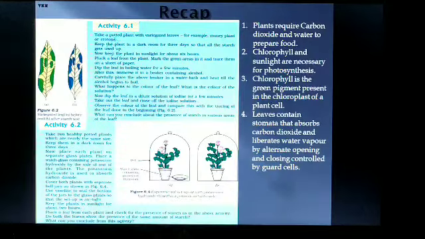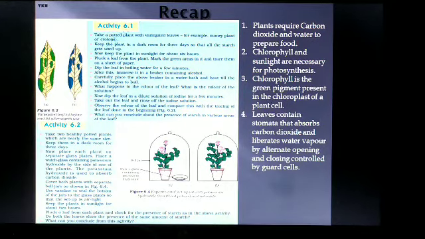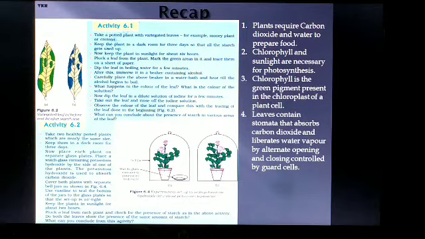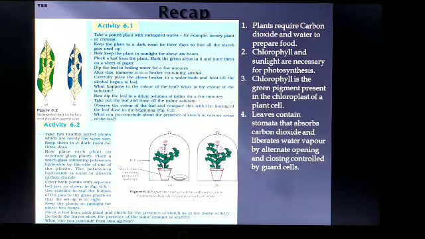As a recapitulation of the last classes, we dealt with autotrophic nutrition, in which we learned that plants require carbon dioxide and water to prepare food, for which activity number 6.2 is referred to, somewhere in page numbers 94-95 of the NCERT book. I have taken this one activity from the book only, so that you can relate and it's nothing new for you. You will not be puzzled.